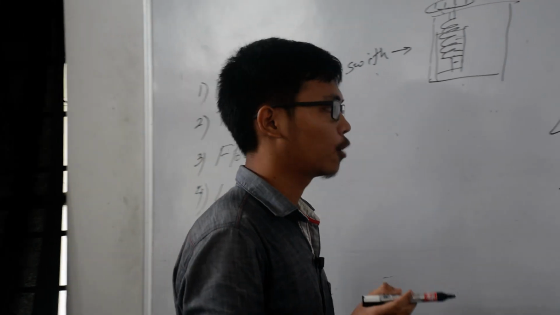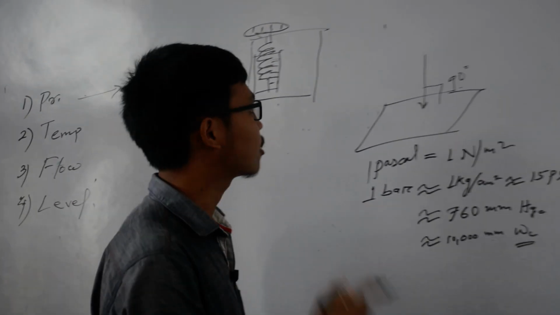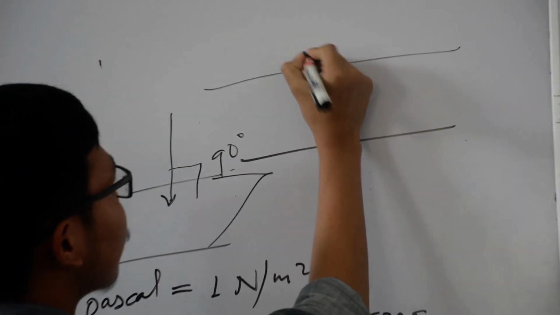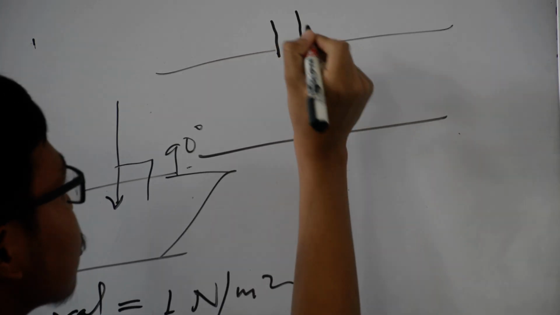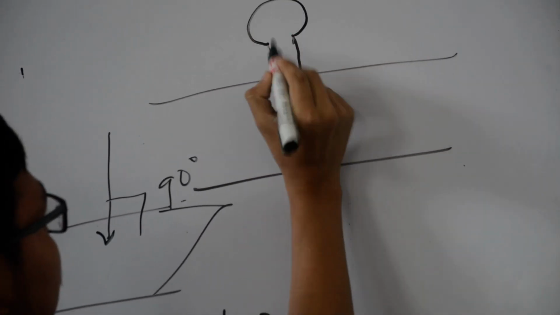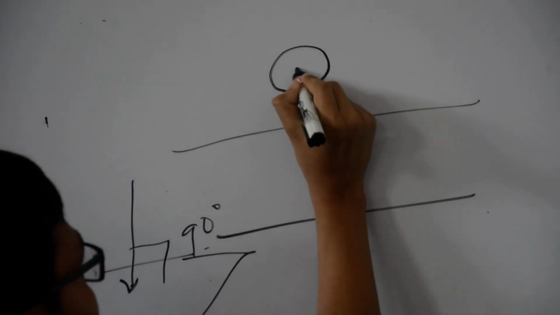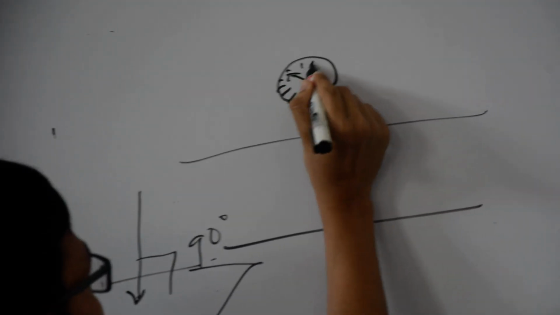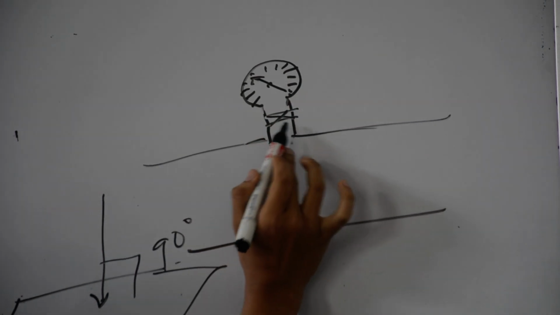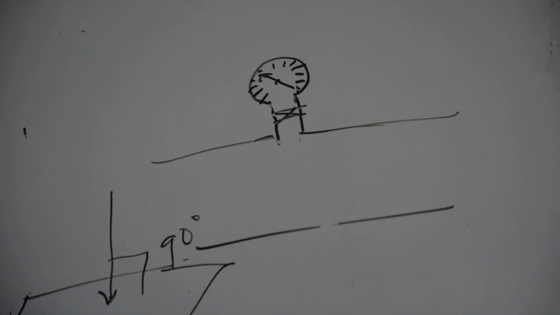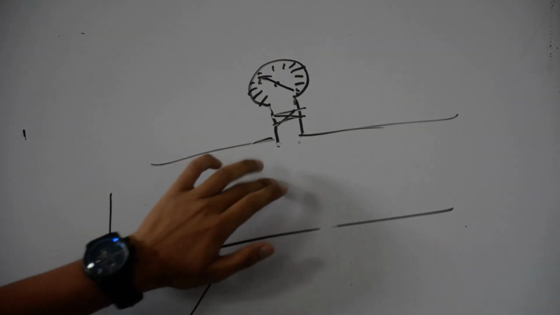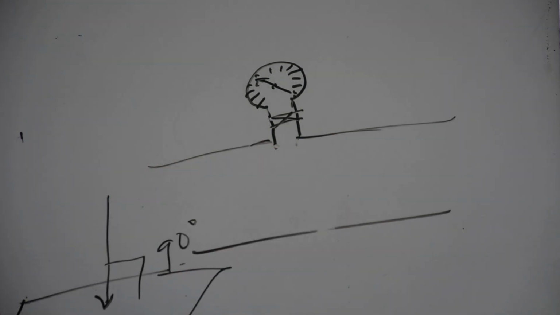In industry, there are various types of installation of pressure gauges. This is a pipeline, and we need to install one impulse line. Here we use an isolation valve or control valve, so that if for some mechanical purpose we need to remove this pressure gauge, the fluid should not pass out from the pipe.